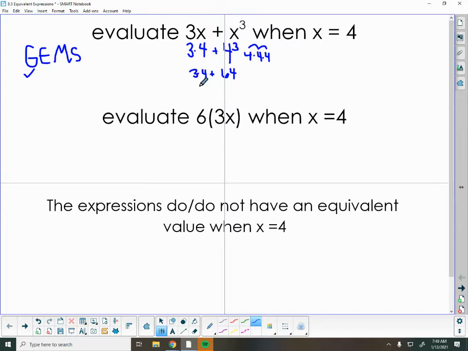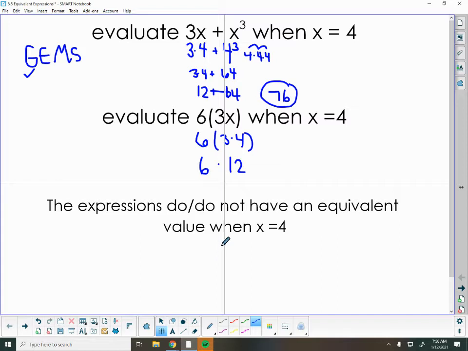So we have 3 times 4 is 12, and then we're going to add on 64, makes that 76. So here we have 76. And then we're going to see if this is equivalent. So evaluate 6 groups of 3x when x equals 4. So we have 6 groups of 3 times 4. So 3 times 4, we do our groups first. 3 times 4 is 12. And then we're going to do 6 times 12.